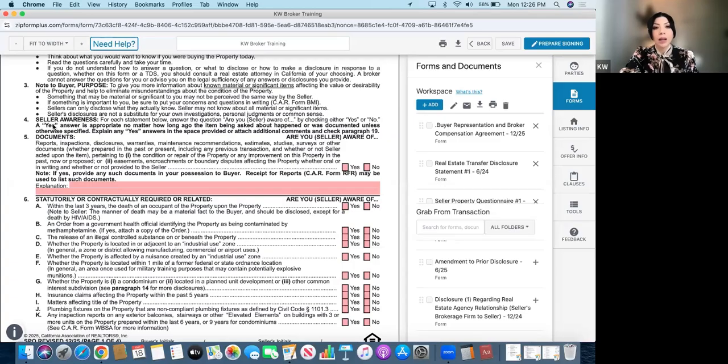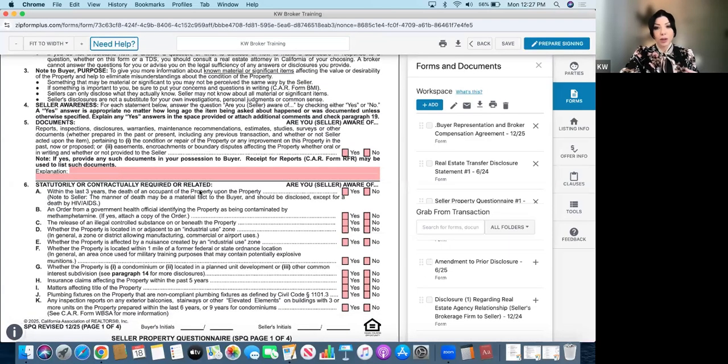Okay, seller awareness. For each statement below, answer the question, are you aware of, by checking yes or no. A yes answer is appropriate no matter how long ago the item being asked about happened or if it was documented, unless otherwise specified. So again, advising them to just say yes. It's always easier to say yes, because if it comes back and they say, you didn't tell me about this, you can refer back to the SPQ and say, yes, we did. We talked about it and it was disclosed to you.